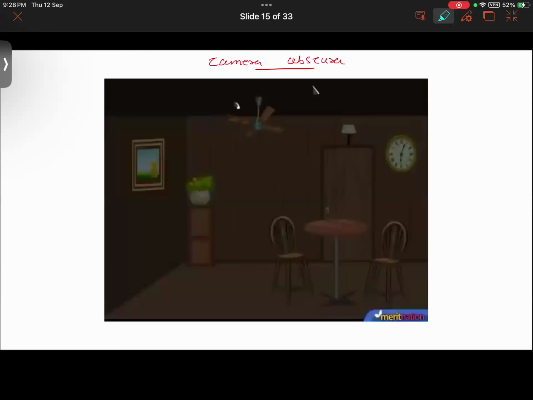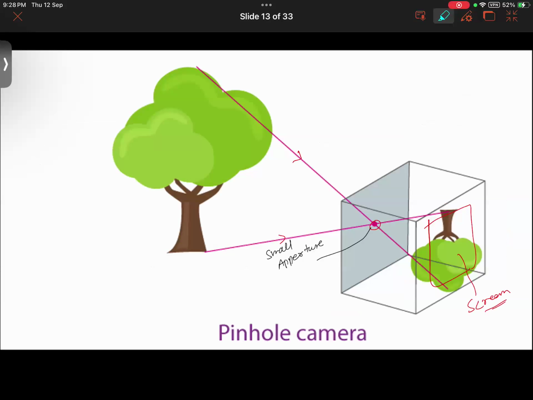So in this, the basic principle is that light rays travel in a straight line, and as they pass through this small aperture, this over here will be M and this over here will be N. So an inverted image is formed. We are naming the light rays coming from the top as M and coming from the bottom as N. As they pass through the aperture, these light rays fall on the screen, and hence an inverted image is formed. Got this one?